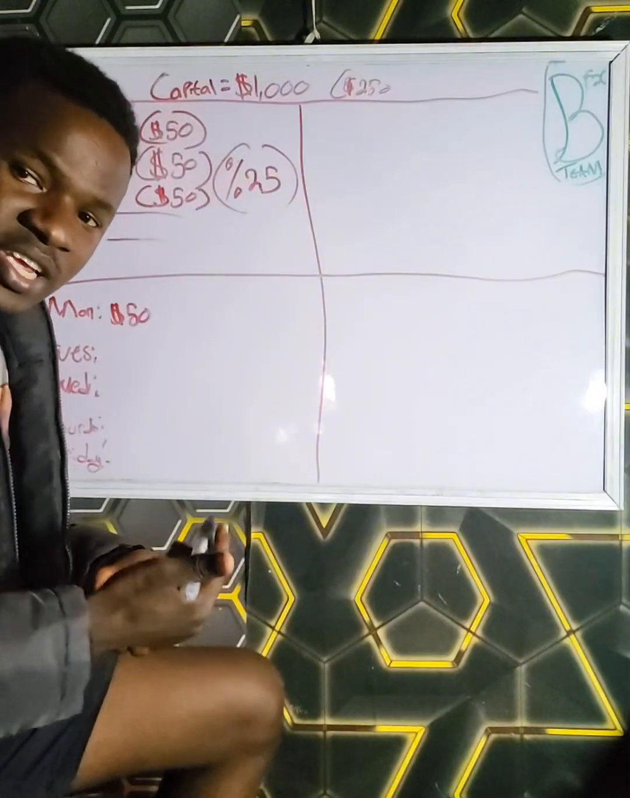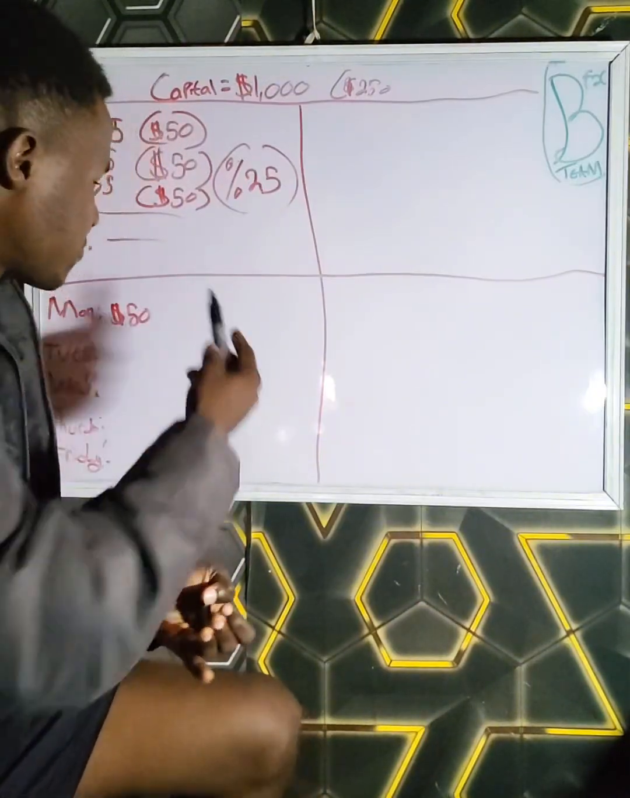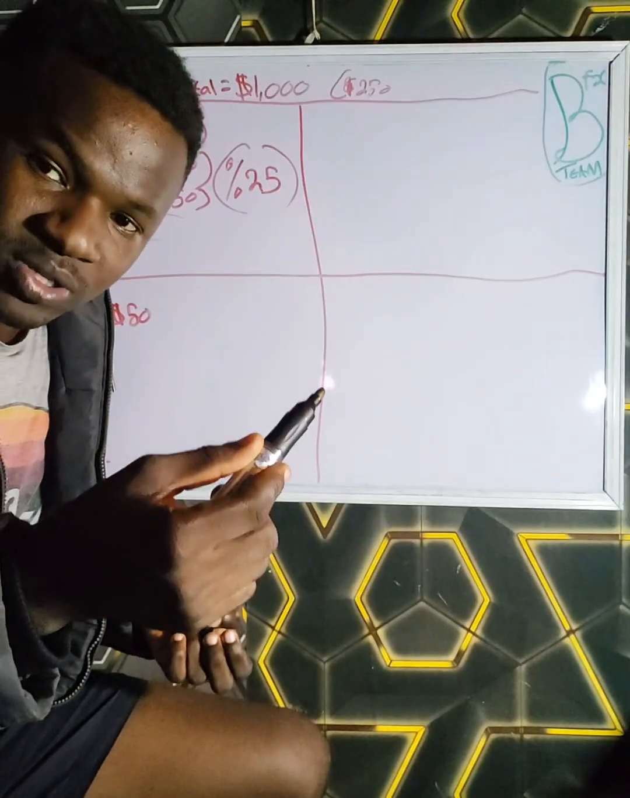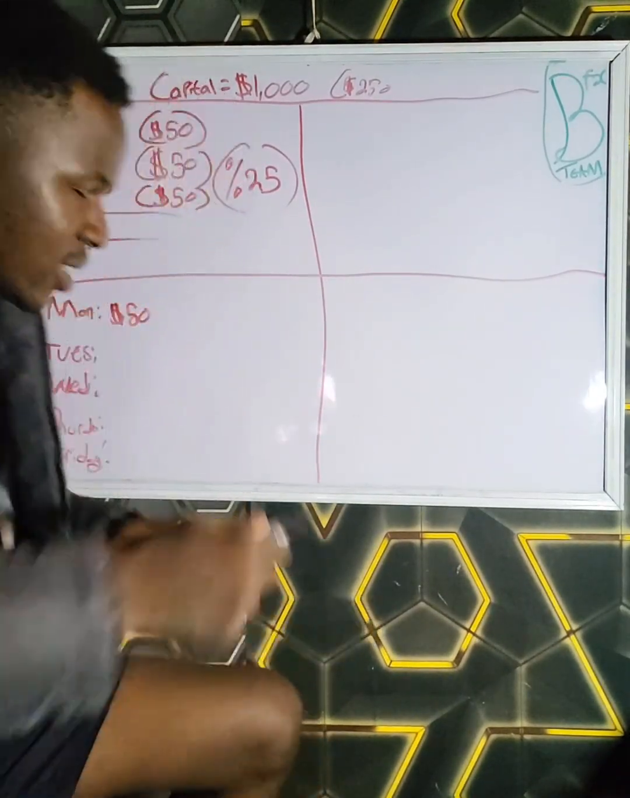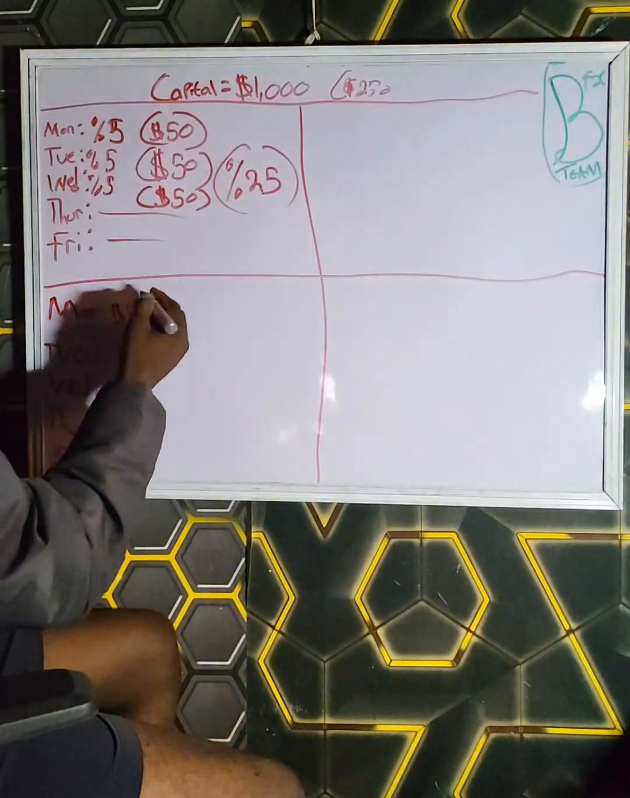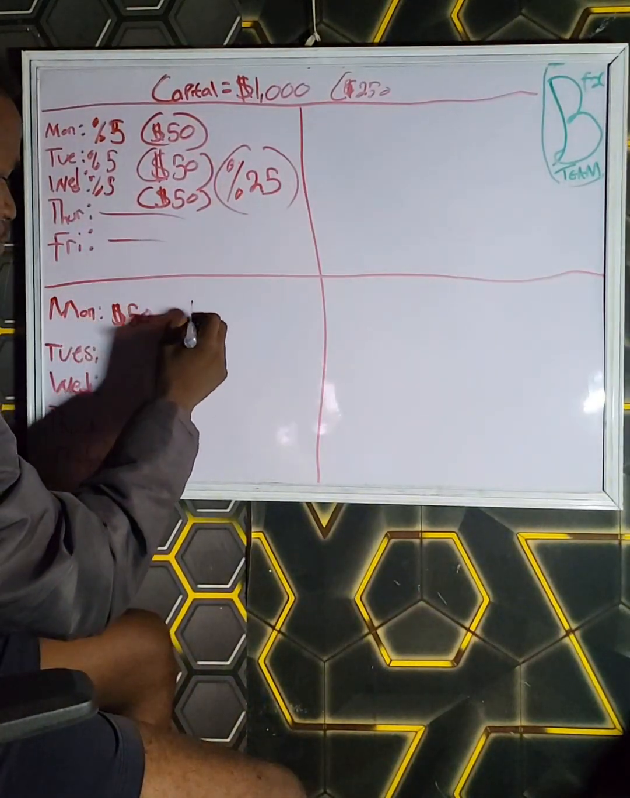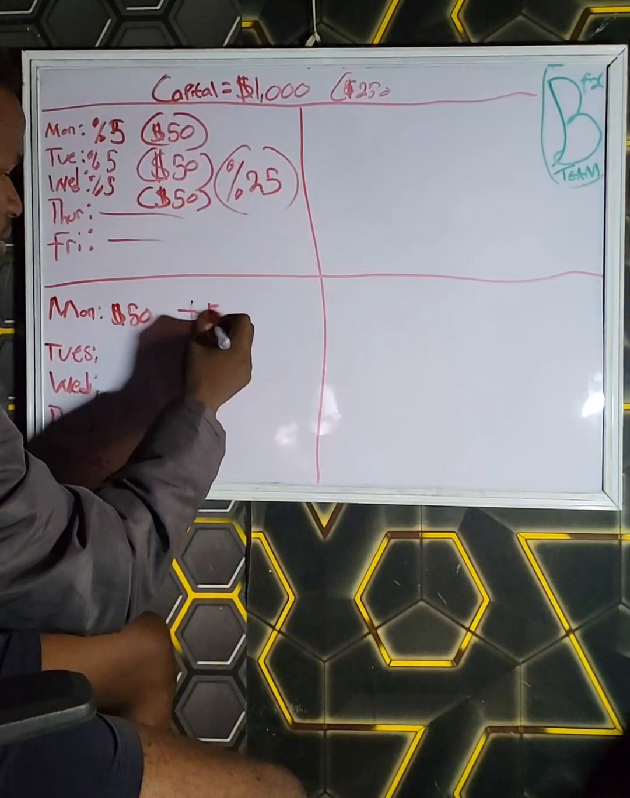Same way in forex trading. If you are risking your $50, you should be looking forward to $100 or $150. That is 1 to 3 risk to reward. So let's say on Monday you risked $50 and you were able to get $100.